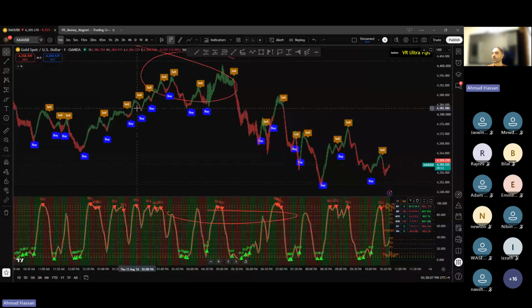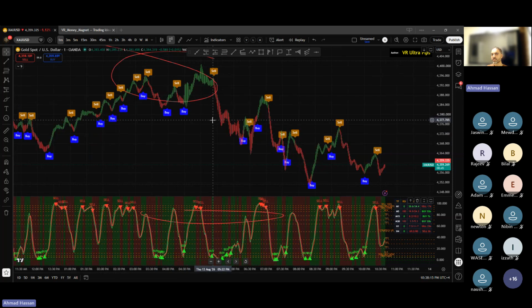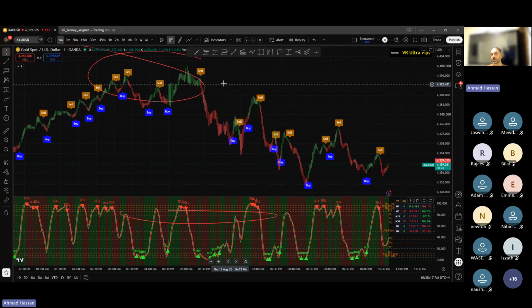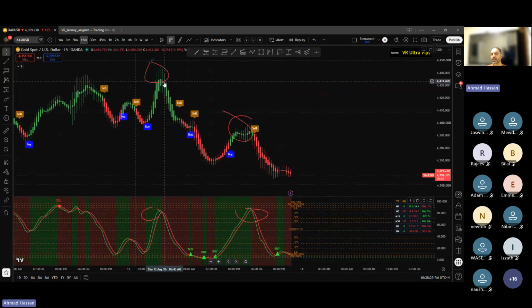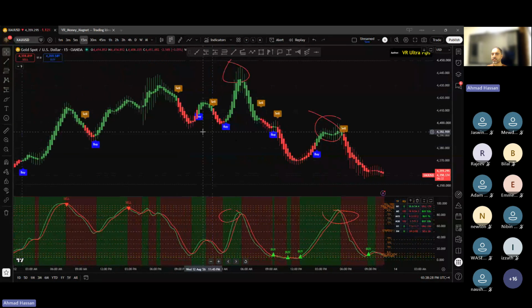But this works awesome during the US session. It doesn't work well in the morning session. You see, buy, sell, buy, sell, buy, sell. I used to work on this especially from 4:30 onwards. Quick movements are happening only during the US session. In the US session, 3 minutes is good, 5 minutes is good, but you have to be really, really quick.